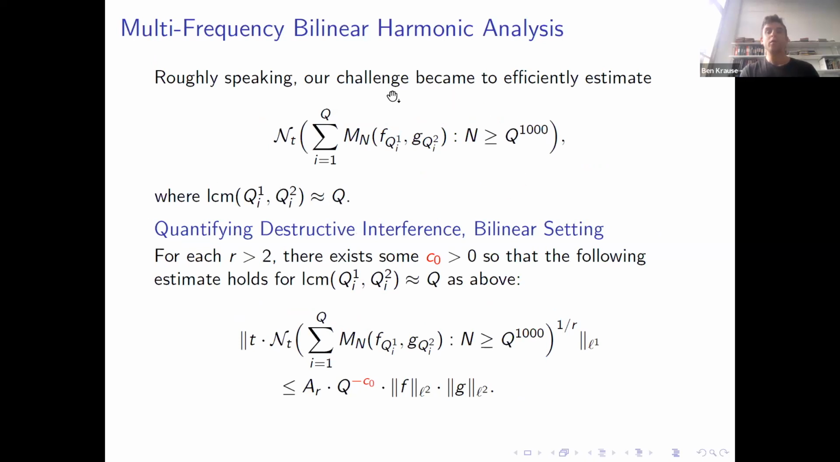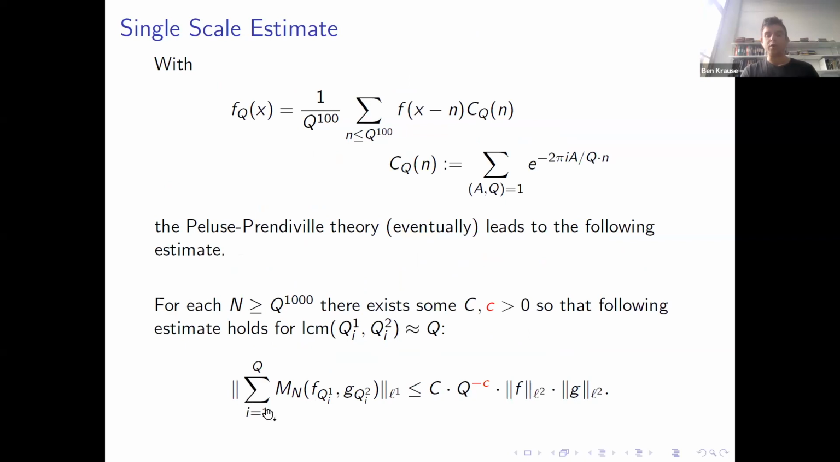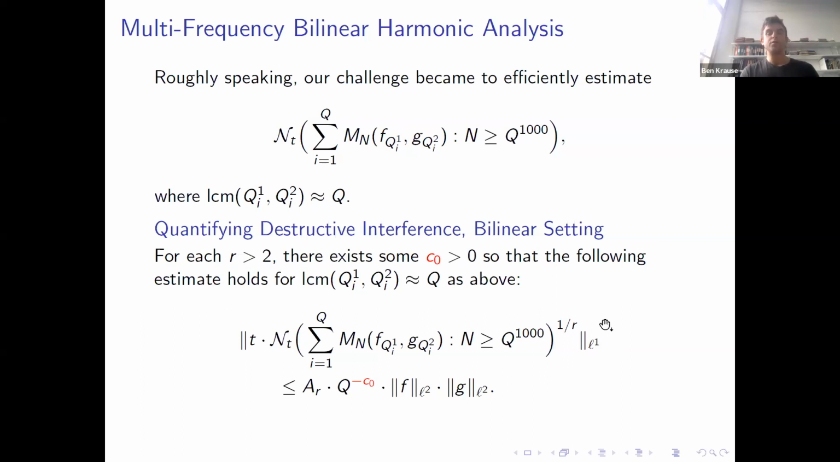And what we needed to do was formulate a jump counting version of this uniform control. So this is superficially similar to Bourgain. For every r bigger than 2, there's some positive C naught, so that whenever I'm adding superpositions of these bilinear functions whose least common multiple is about q, I get a little bit of gain. So Pálfy-Prendiville theory plus these other three ingredients gives you a uniform bound. All of these MNs are individually small. And what we needed to do was to prove that the oscillation stays uniformly small.